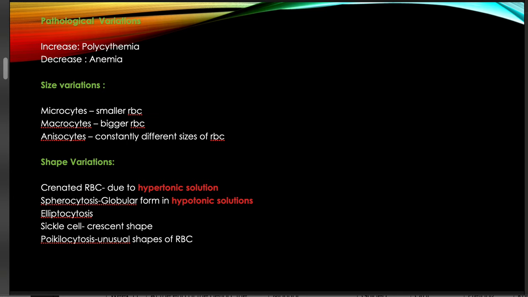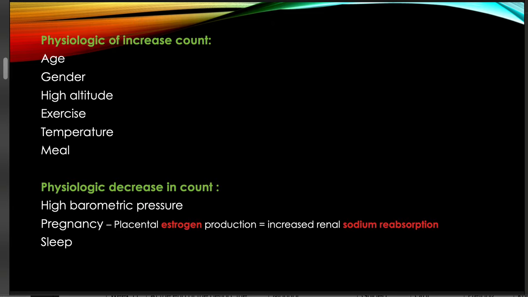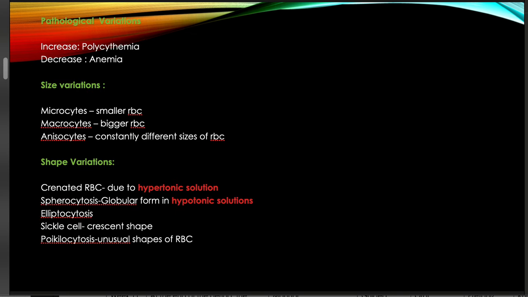Pathological variations, no. So always remember that increase would lead to your polycythemia, decrease would be your anemia. Tama ba? Okay. Size variations: you have your microcytes, smaller RBC, macrocytes, bigger RBC. Anisocytes, constantly different sizes of RBC. Shape variation, you have your crenated RBC due to hypertonic solution.